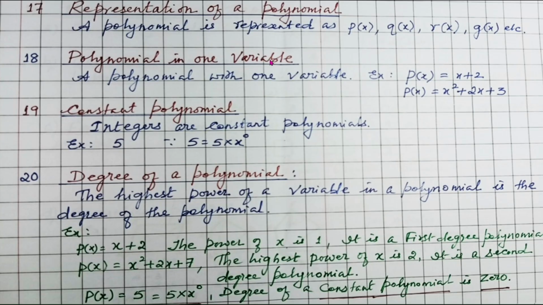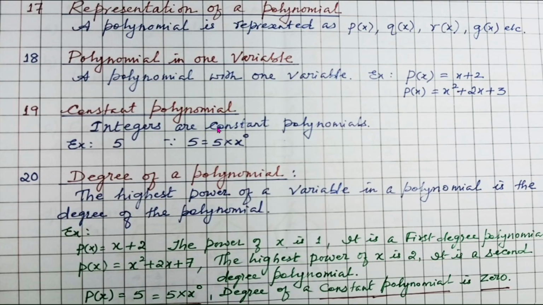A polynomial in one variable. Now when we write a polynomial p of x is equal to x plus 2, there is only one variable, therefore it is a polynomial with one variable. If I write p of x is equal to x square plus 2x plus 3, again x square and 2x, there is only one variable here. That is what is called a polynomial in one variable. So any polynomial with only one variable is a polynomial in one variable.